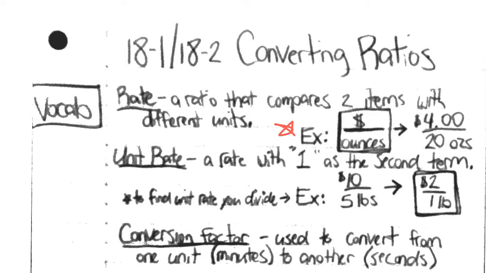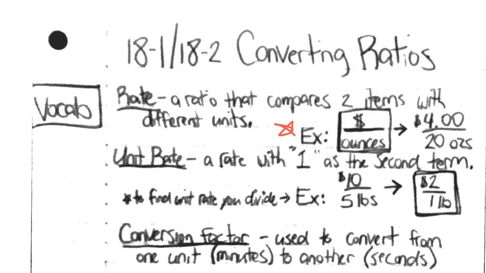Now, a unit rate, we've done this before when we did our grocery store shopping in our classroom, and I said we need to find the cheapest apples and the cheapest toilet paper, and we did the search and we had to do the math. The unit rate is what we are looking for when we're finding what one of something costs. So the second term is always 1.